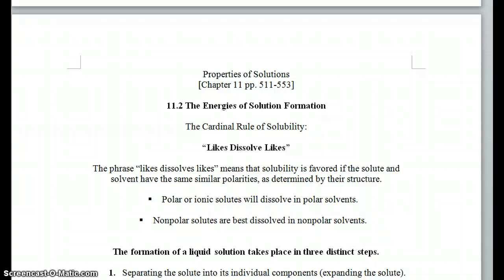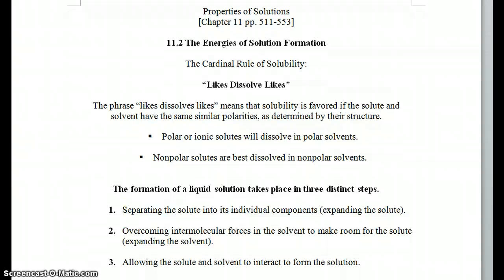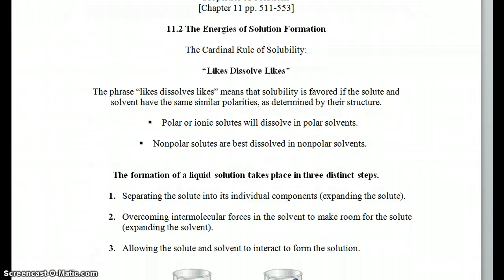Alright, so one other thing that we need to talk about is what makes things soluble or not. Okay, and there are certain things that we'll consider along the way, but one of the main things that we need to talk about is this rule, like dissolves like. Okay, and what that means is that polar things dissolve easily in one another, and nonpolar things dissolve easily in one another. Okay, in other words, if you have something polar and something polar, those mix. If you have something nonpolar and something nonpolar, those mix. What doesn't mix is something polar and something nonpolar, and we'll talk about why that is.